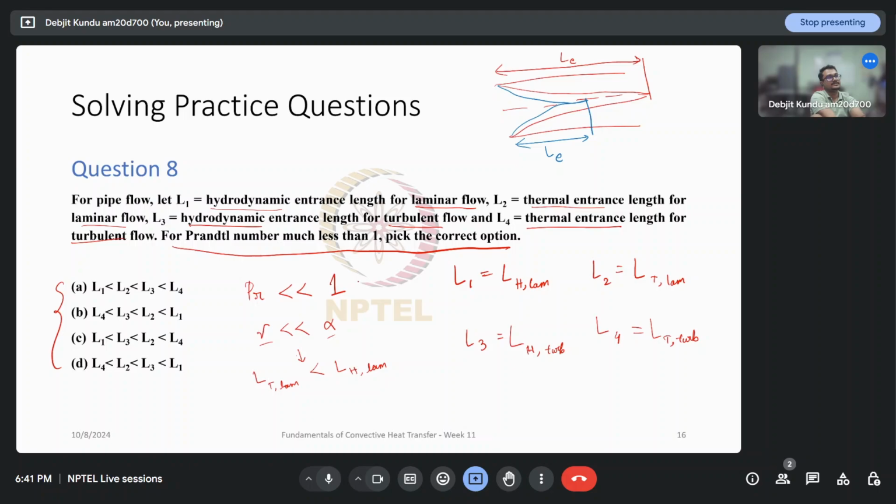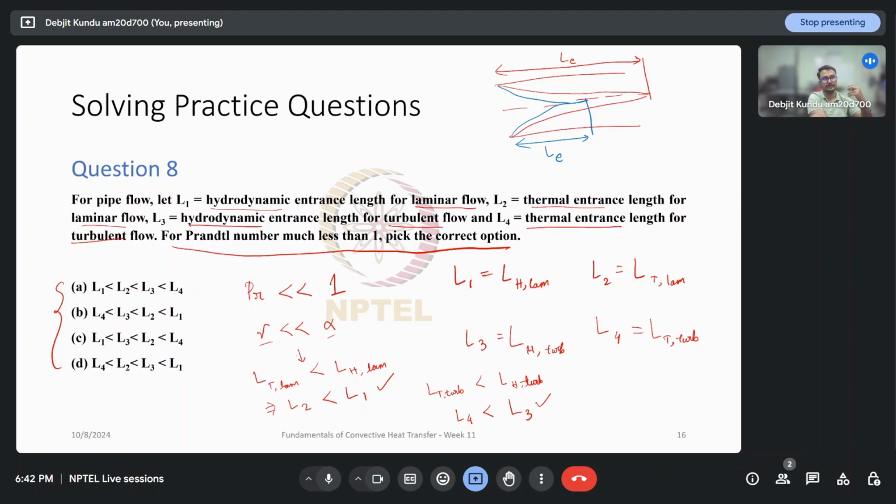Since alpha is high, the thermal boundary layer will grow at a much faster rate than the hydrodynamic boundary layer. As a result, the thermal entrance length will be smaller than the hydrodynamic entrance length. So L_T laminar should be less than L_H laminar, which corresponds to L2 being less than L1. It also means that L_T turbulent should be less than L_H turbulent. In the turbulent case also, the thermal boundary layer will grow more quickly and the entrance length will be smaller. So L4 should be less than L3. These are the two things we have as of yet.